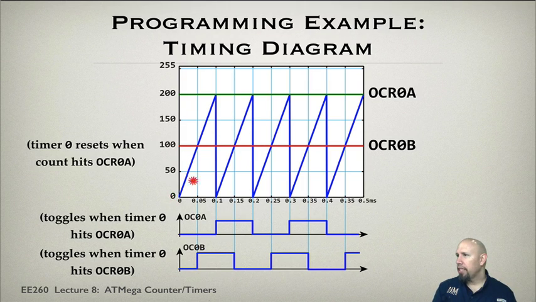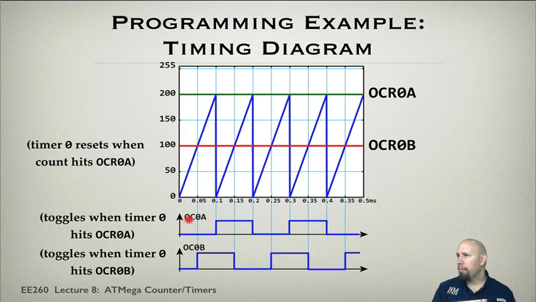Basically here's our timer. It's going to count up to our output compare register A value. If we want it to go up to 200 counts, that would give us a period here of 0.1 milliseconds. And so we can have our system toggle every time we do that. By using an output compare match, we can have our signals toggle.